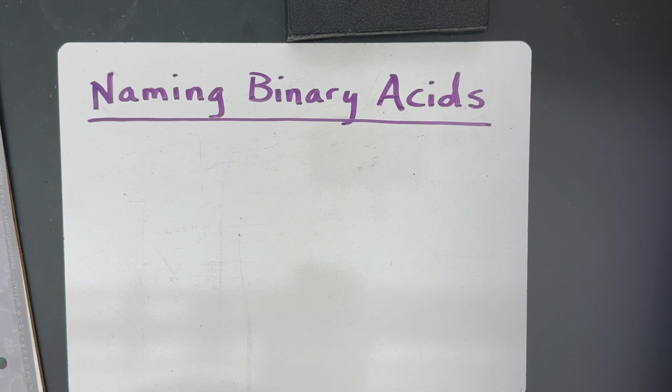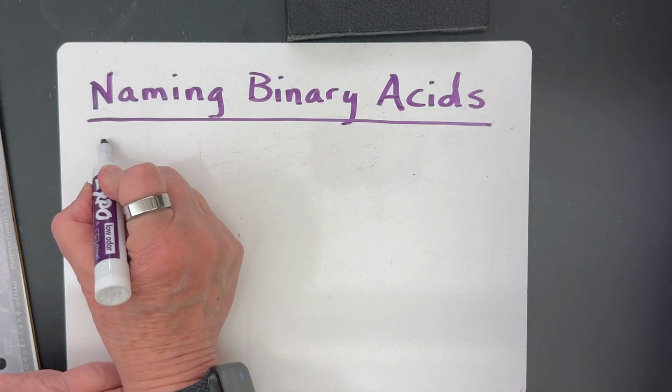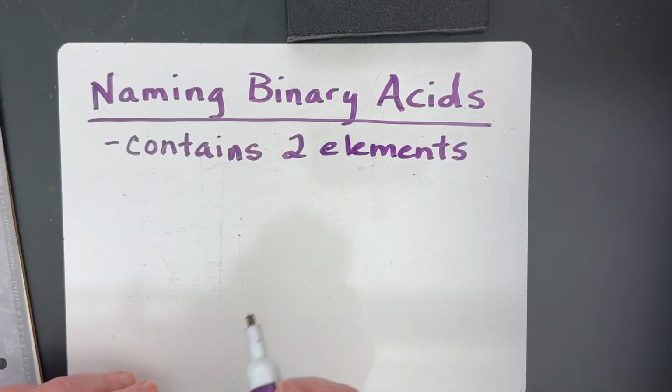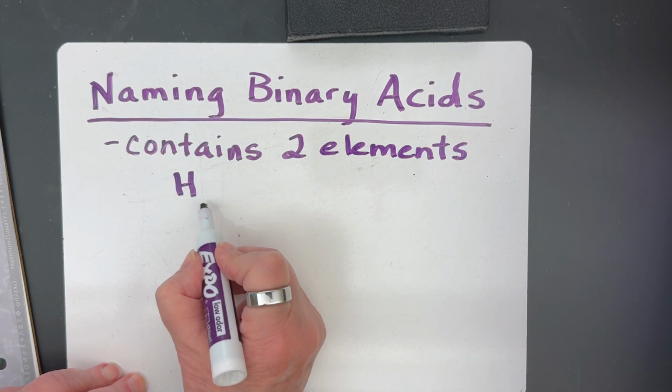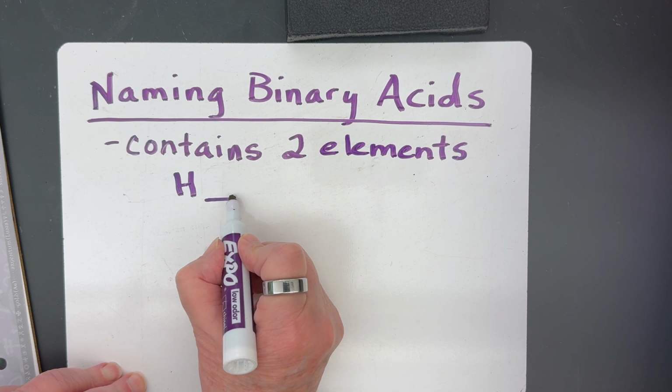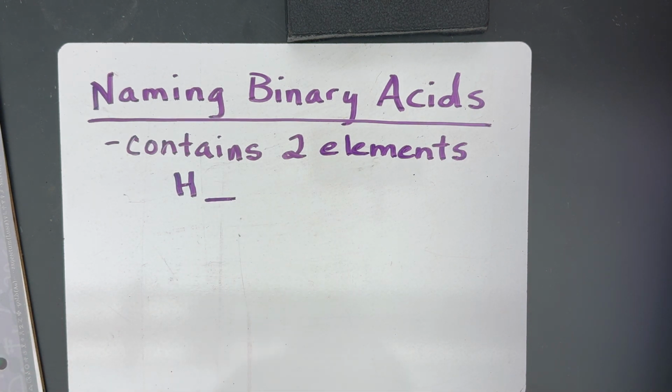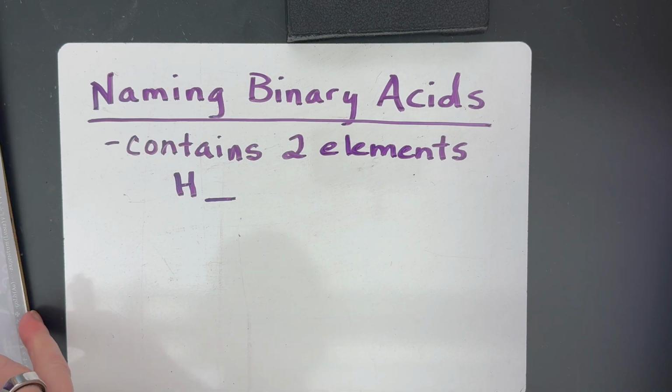In this video, I'm going to talk about how to name binary acids. First of all, what does binary mean? Well, bi means two. So a binary acid is an acid that contains two elements, and one of those is going to be hydrogen. It will be in the front of the formula, some number of hydrogens, and then a second non-metal will be our second element.